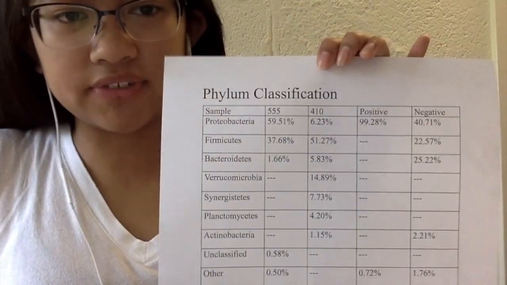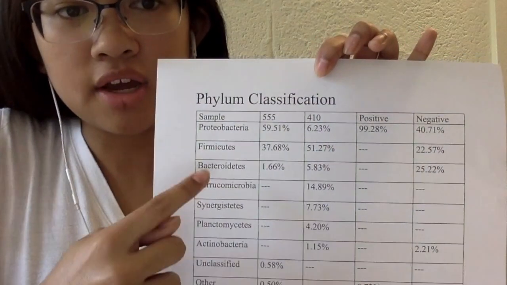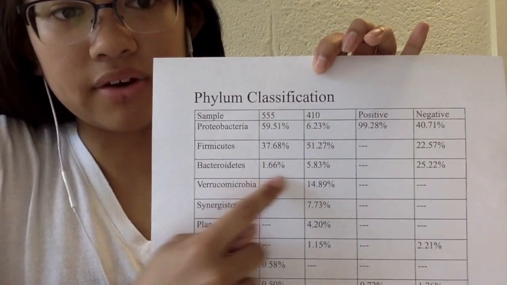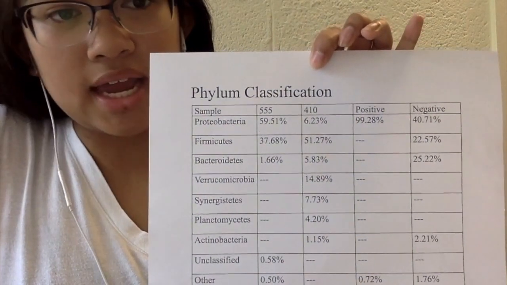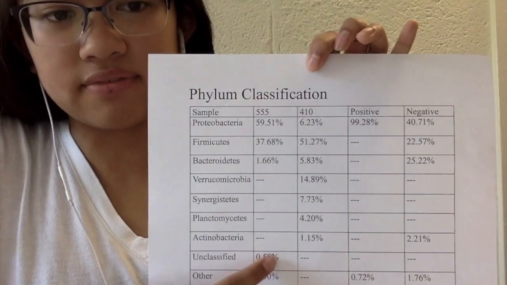Here I made a similarities and differences chart for the phylum and class. As you can see, protobacteria is found in all samples, firmicutes were found in all except the positive, and bacteroidetes were found in all but, again, the positive. And then sample 410 had quite a few bacteria that sample 555 did not.